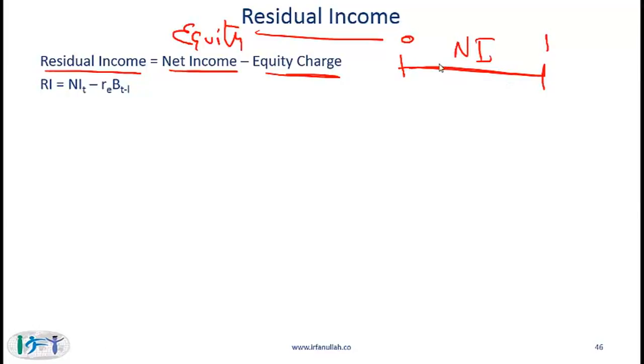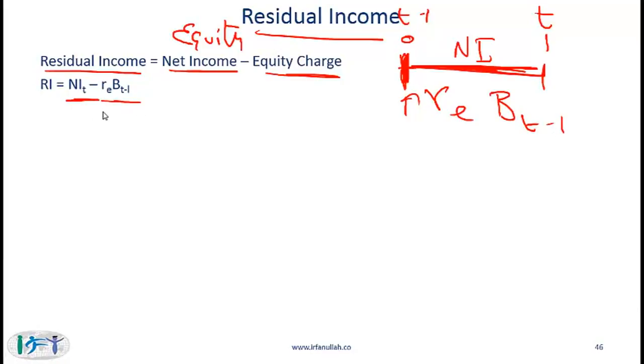But what is the opportunity cost? What is the charge associated with getting this income? It is the cost of equity multiplied by the value of your investment at the start of the period. So if this is time t, this can be time t minus 1. What is that value? It's the book value of your investment at time t minus 1. So that's what is shown over here. Your residual income is positive if the net income for a given period is larger than the equity charge.